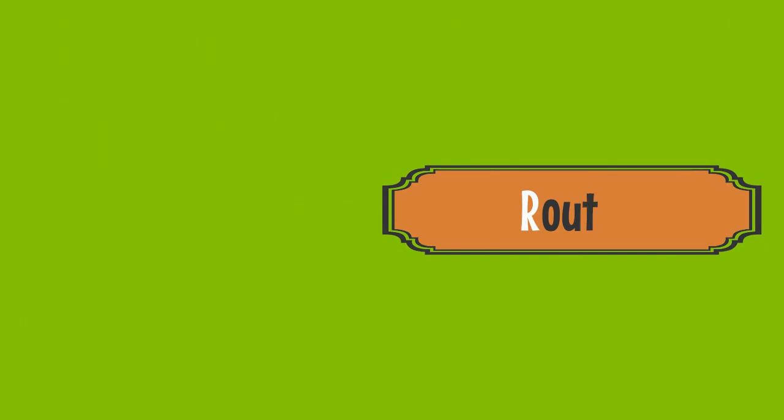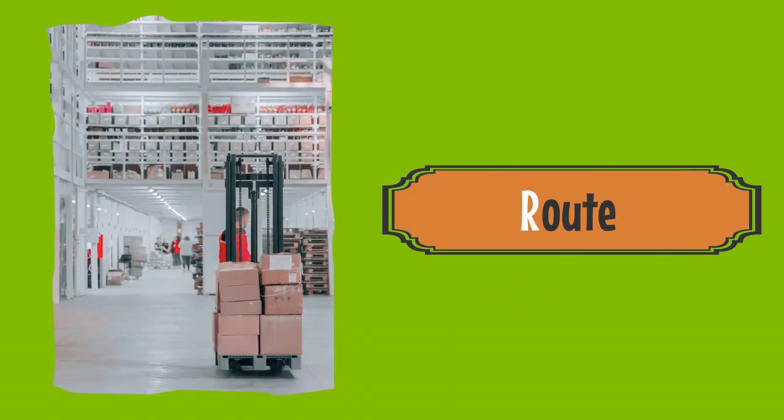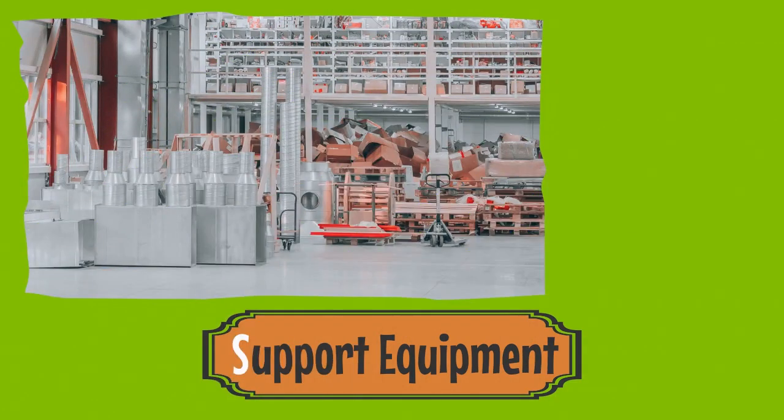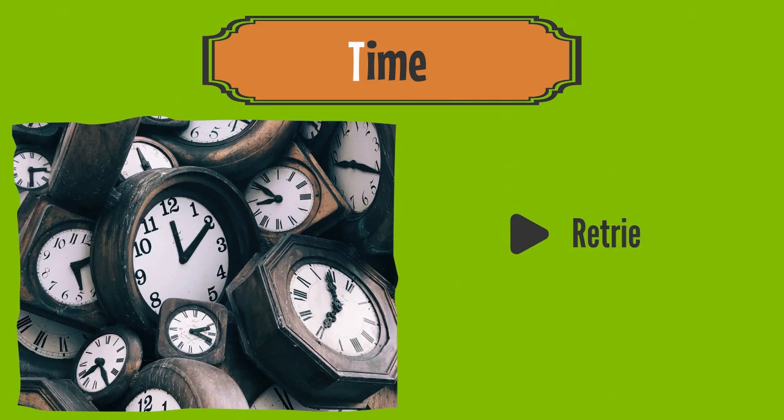R refers to the route through the warehouse. S relates to the appropriate support equipment and procedures to handle the product based on the product and quantity factors. T is the time needed to retrieve and dispatch a product.